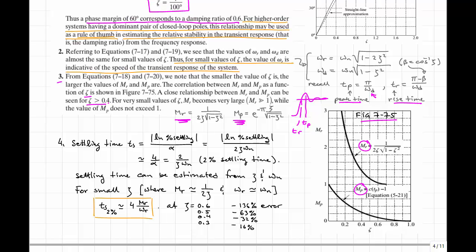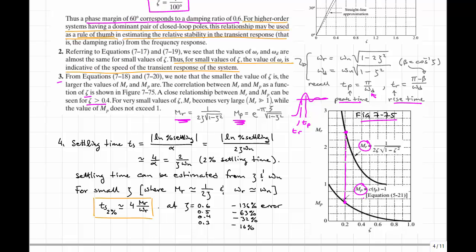So again, what we're going to spot from the Bode plot is Mr, and we can use Mr and this plot to then estimate what the overshoot is once we know Mr. Okay, so if Mr was equal to 2.5 right here, I could go down and pick off this point here and say, okay, Mp looks like it's about 0.5.